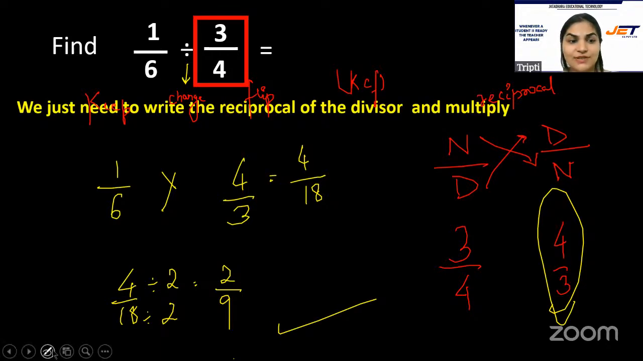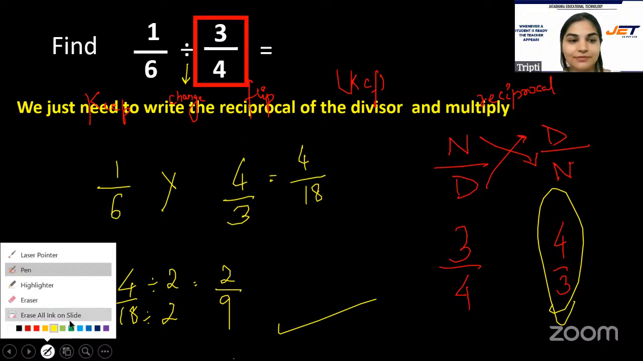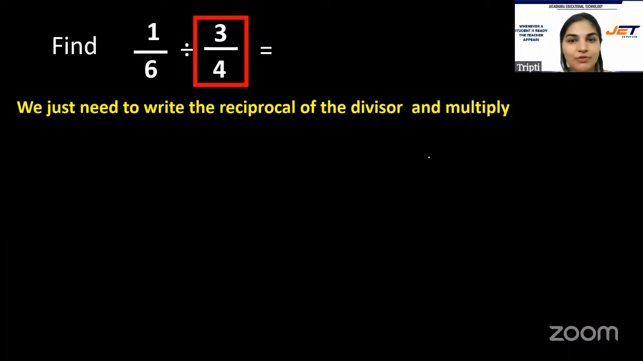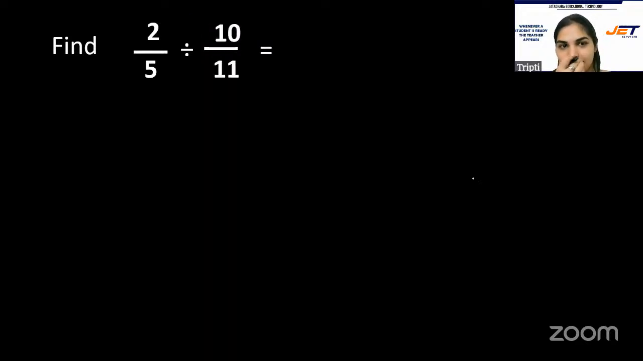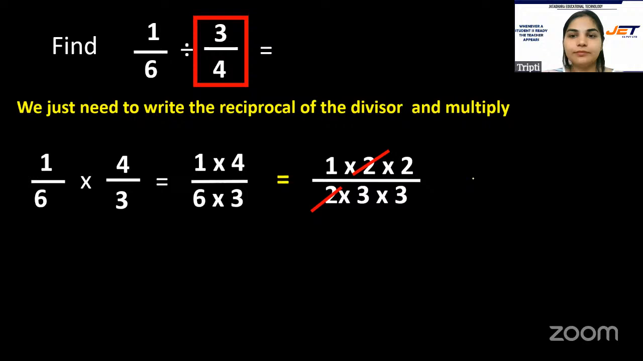I hope it is clear to you. I made it clear to you. We just need to write the reciprocal of the divisor and multiply. Yep. That's what we have done here. 2 by 9 is the answer.